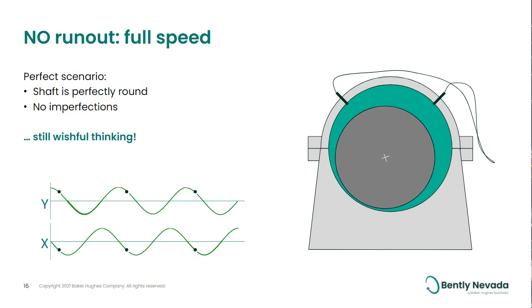Now let's take our perfect scenario and run it up to full speed. In this case, the shaft is still perfectly round, there's still no imperfections, but now we have the dynamic forces of vibration introduced. Yes, this is still wishful thinking, but it helps to serve as an illustration. In this case, we're going to see what a perfect shaft looks like when it's vibrating nicely: perfect sine waves. And once again, you'll note the key phasor marks happening once every revolution. And in this case, it's primarily 1x vibration, so we see one cycle of vibration for every one rotation.